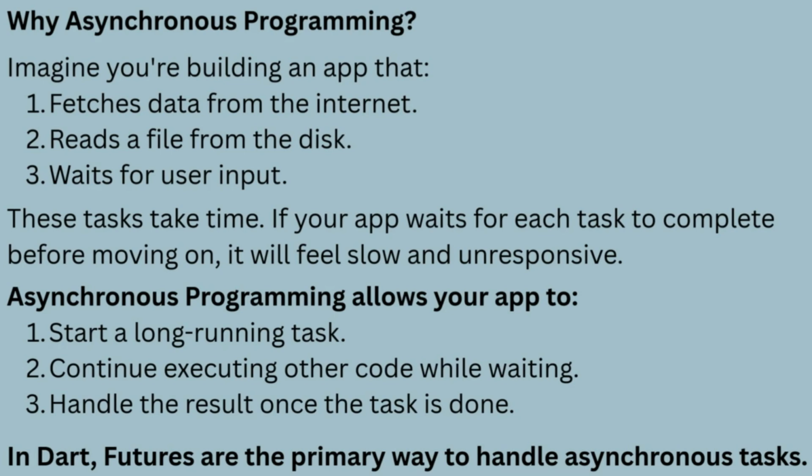Instead of waiting for one task to finish before starting the next, your app can start a time-consuming task, then immediately move on and keep doing other work while that task is still running. And finally, once the task is done, your app can handle the result. This makes your app feel faster and more responsive to the user. In Dart, we do this using something called a future. Futures are Dart's way of handling tasks that complete at a later time, like fetching data or reading files. So, asynchronous programming helps your app stay smooth and efficient, even when it's doing a lot behind the scenes.